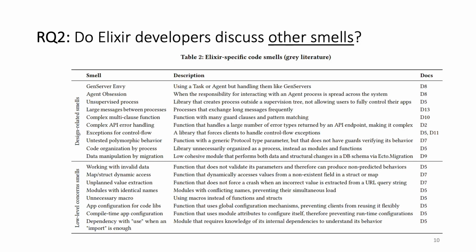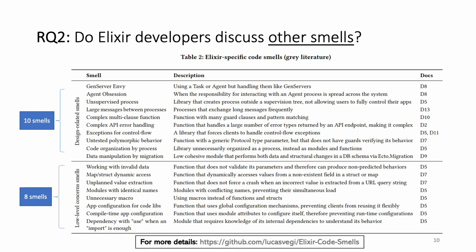In the second RQ, we found 18 code smells specific to Elixir and not yet cataloged in the scientific literature. We categorize them into 2 groups. The first one involves 10 smells related to design issues and therefore affecting larger chunks of code. These smells can harm code readability and maintainability, for example. The second is composed of 8 smells related to low-level concerns that affect short snippets of code. These smells can harm system performance. Our GitHub repository has more details on these specific smells.